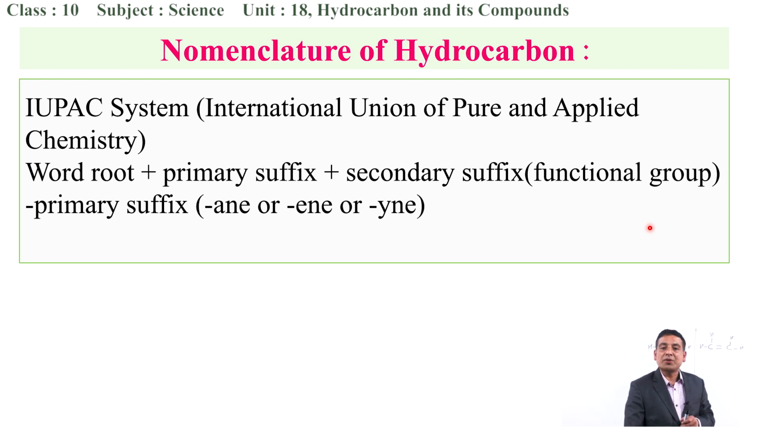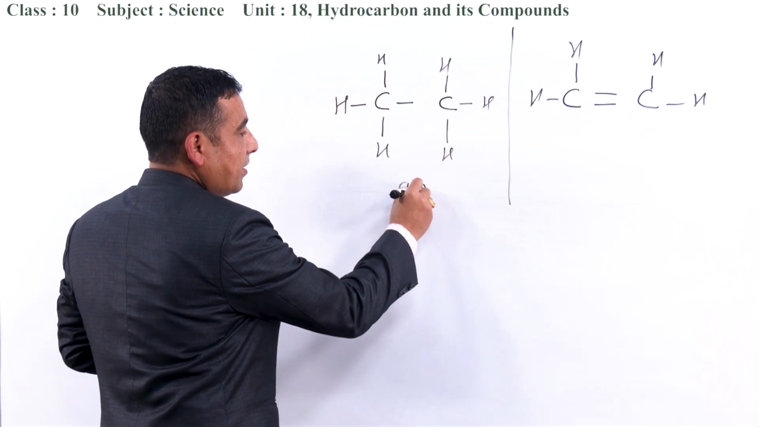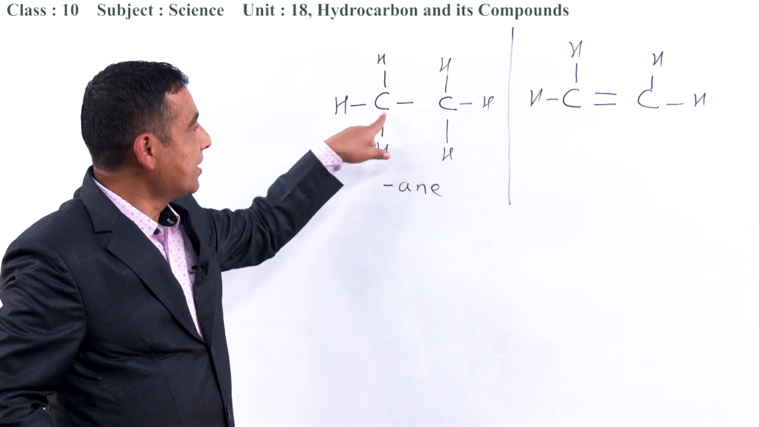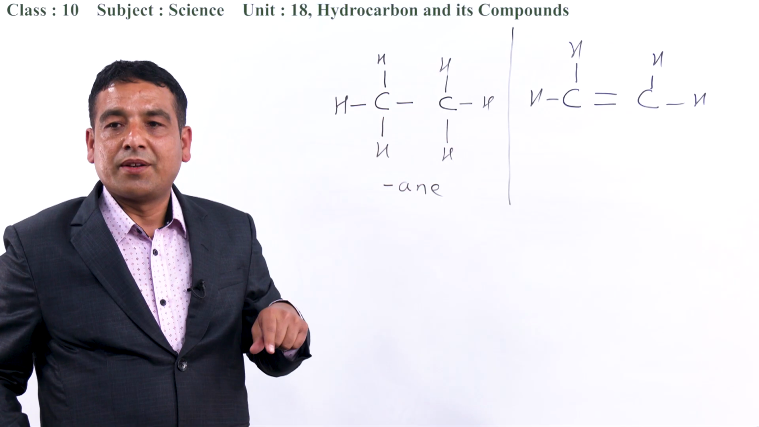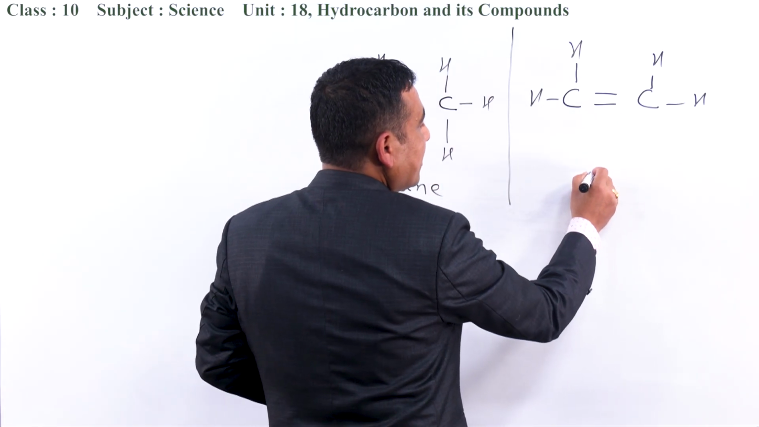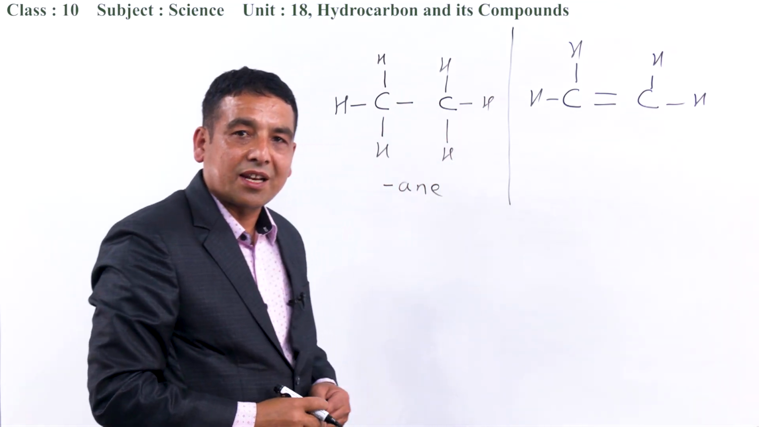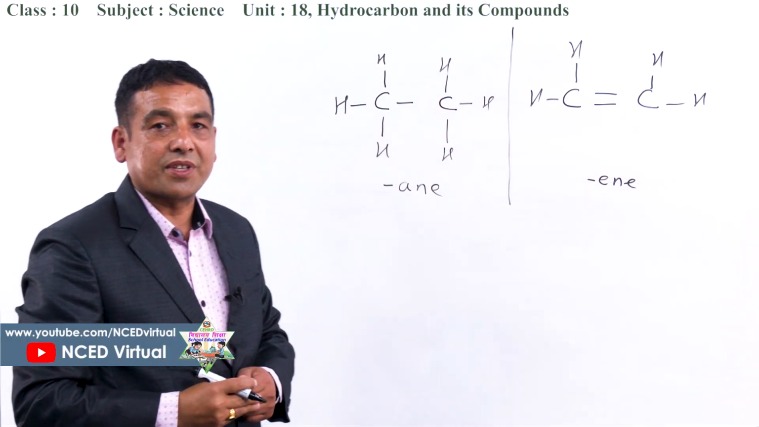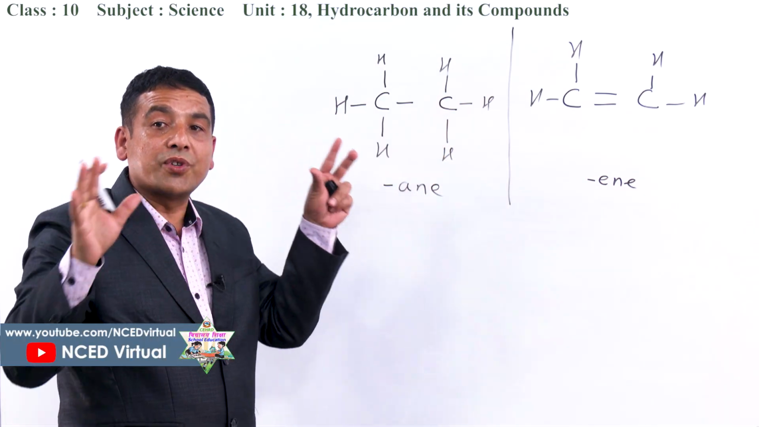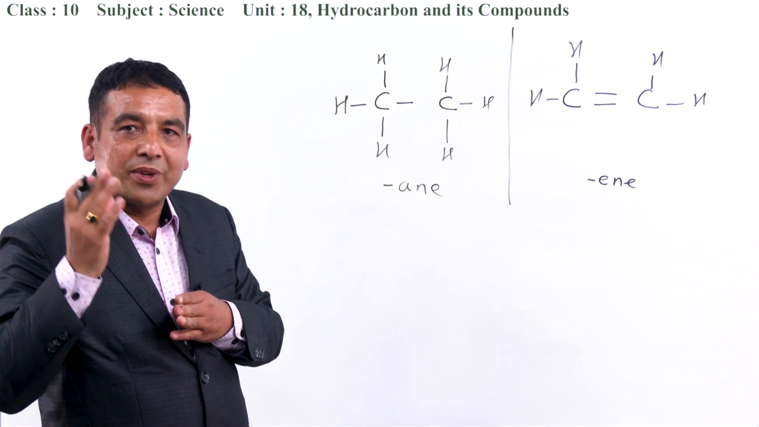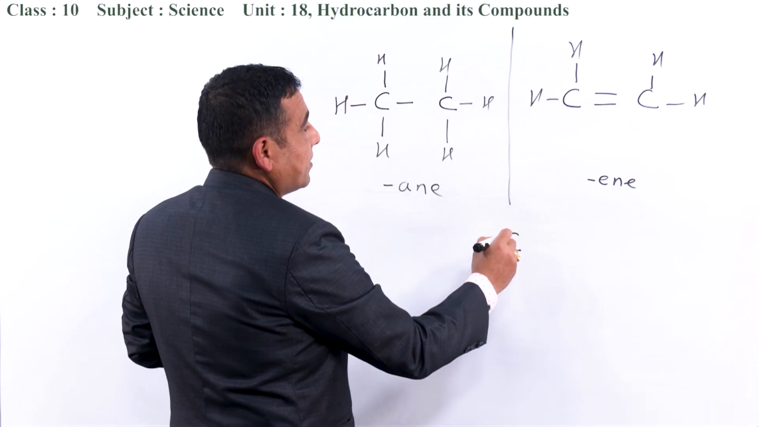As you can see here, primary suffix always represents the bonds. If there is a single bond, the primary suffix 'ane' is used, because you can see here the single bond is between carbon and carbon. So we can use 'ane' as a primary suffix, and you can see here the double bond between carbon atoms. So we can use 'ene' as a primary suffix. And if there are three bonds between two carbon atoms, then what would be the primary suffix to be used? Can you guess? Okay, you can see here.